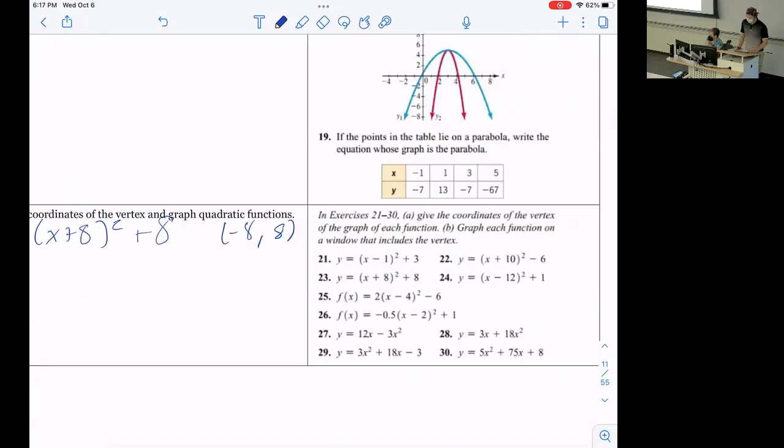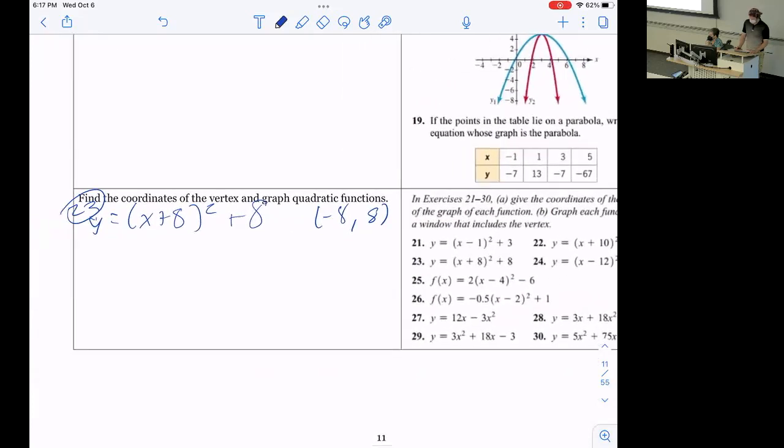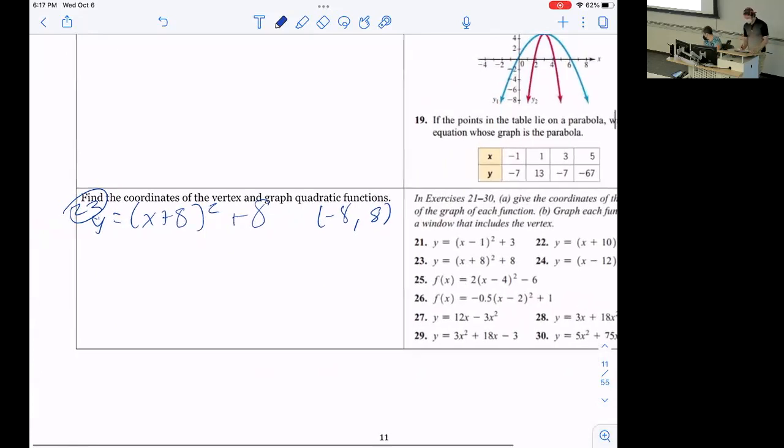Then it also says graph each function on a window that includes the vertex. So we know that it's going to have to at least include the vertex. On your calculator, don't worry about drawing it. We've already solved for our y equals portion here, and that's what we need to put into our calculator. So we just type it: x plus 8 squared plus 8.